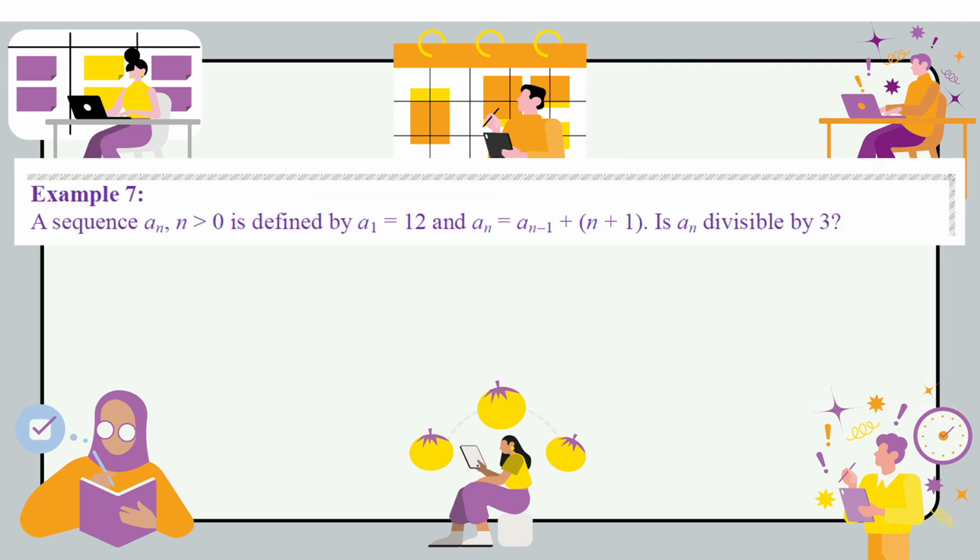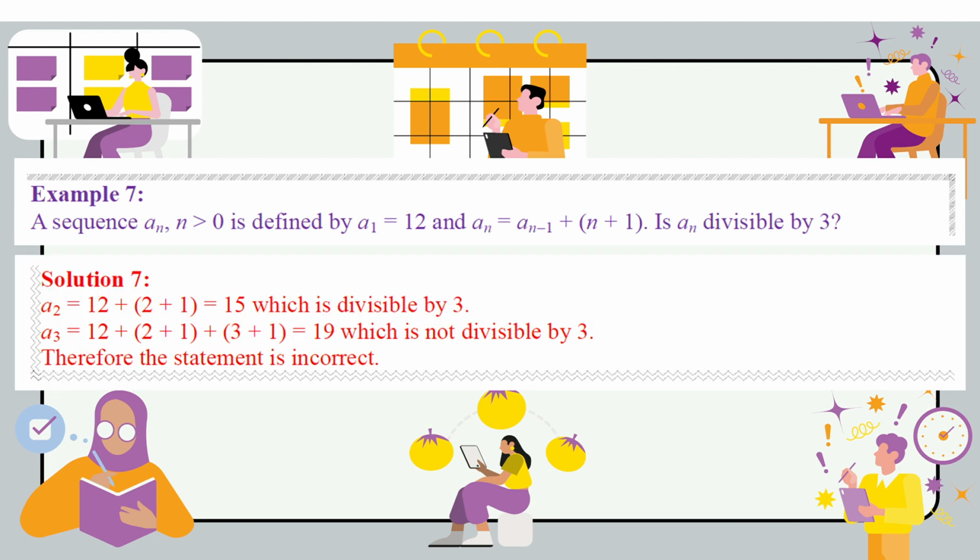Okay, a sequence is like this. Is it divisible by 3? So we can work for n equals 1, 2, 3. n is 1 is divisible. How about 2? How about 3? Try to work on it. Welcome back, you got it? Where did you stop? I stopped at the third one. A2 is 15, yeah. A3 is 19, oh, not divisible already. So the statement is incorrect. You don't need to work anymore. Just one counter example is enough.